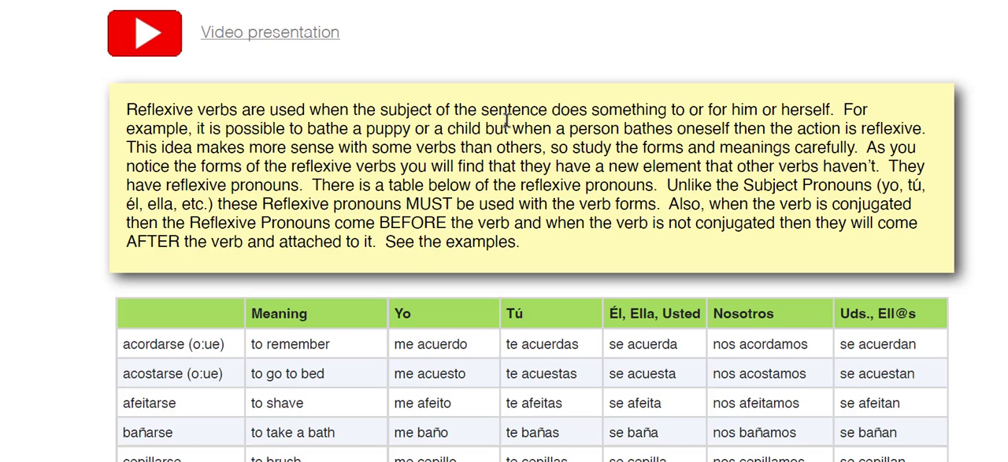This idea makes more sense with some verbs than others, so study the forms below and meanings carefully. As you notice the forms of the reflexive verbs, you will find that they have a new element that other verbs haven't so far. They have what are called reflexive pronouns. There is a table below of the reflexive pronouns, and unlike subject pronouns, the yo, tú, él, ella, etc., these reflexive pronouns must be used with the verb forms.